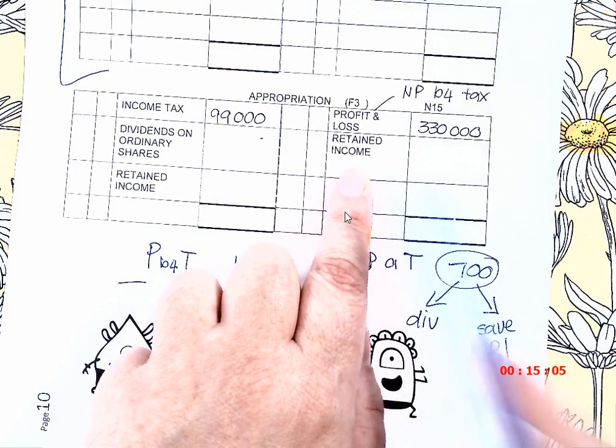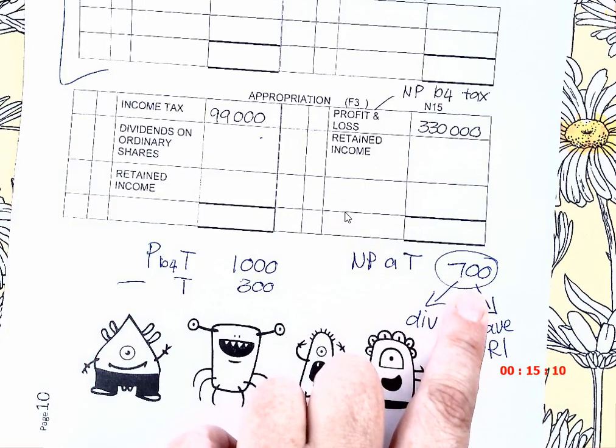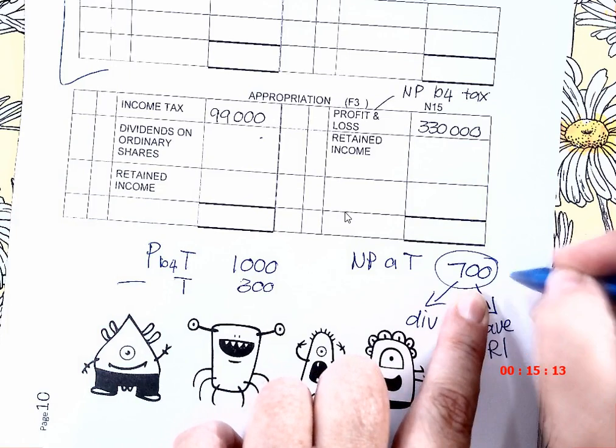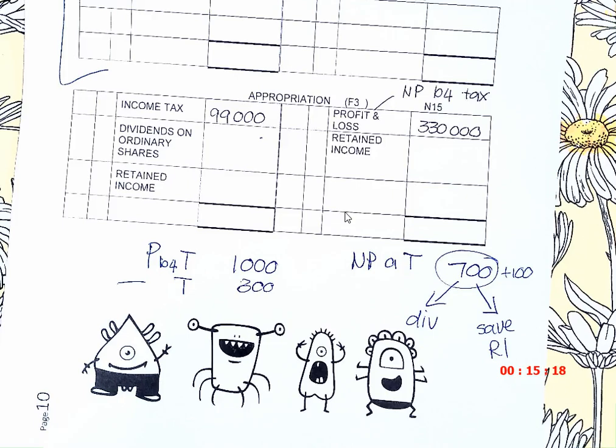So that retained income makes that 700 more. Can you see? Let's say that was 100. It means now I've got 800 rand that I can share between the shareholders and me. If I declare 800, can you see there's no retained income anymore? No savings. That's not clever, because what am I going to fall back on? If I declare 500 rand dividends, it means I'm saving 200. Can you see then my savings actually increased?